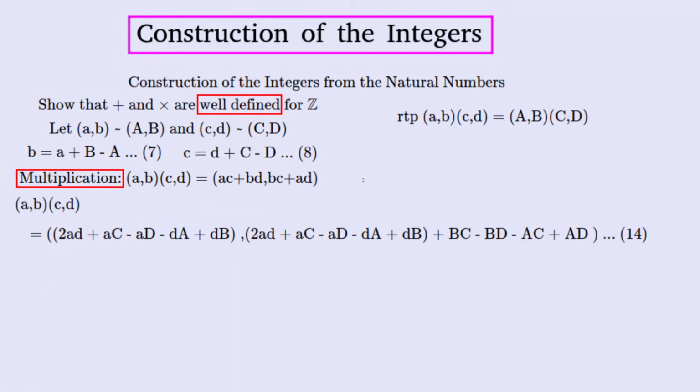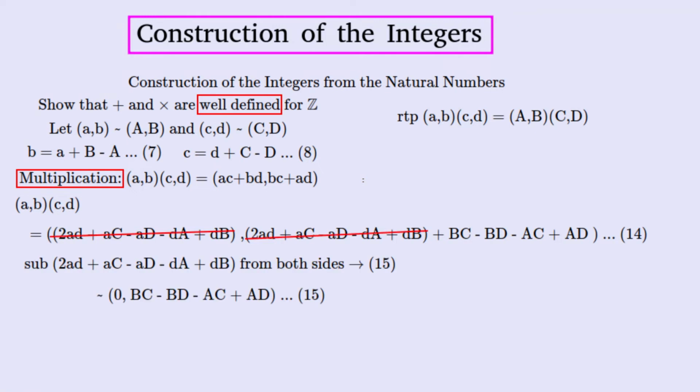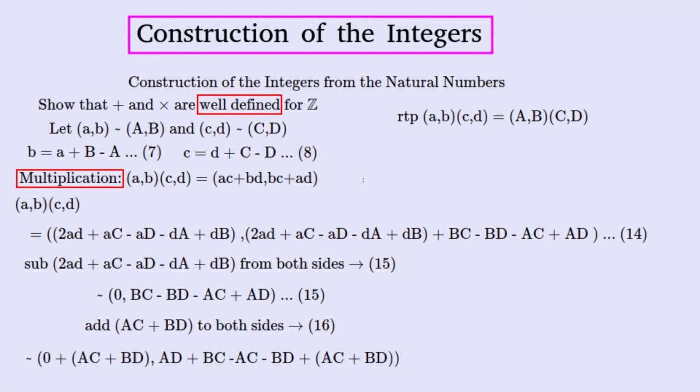I've run out of room, so I'll rewrite the last line here. I'll subtract this number from both sides to get this expression, which is equivalent. Then I'll add this number to both sides to get this number, which simplifies to be this. And then I can use the product rule in reverse to get this expression, so that now multiplication has been proven well defined for integers.